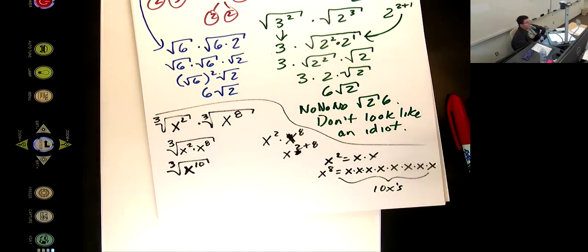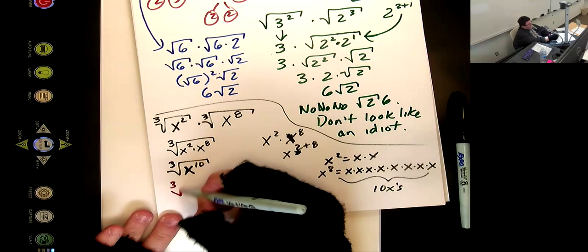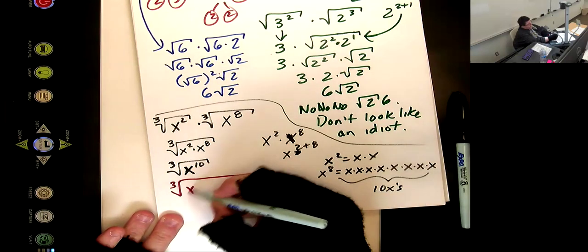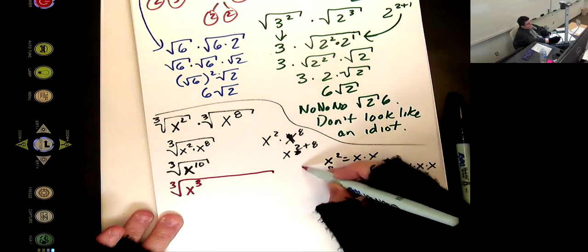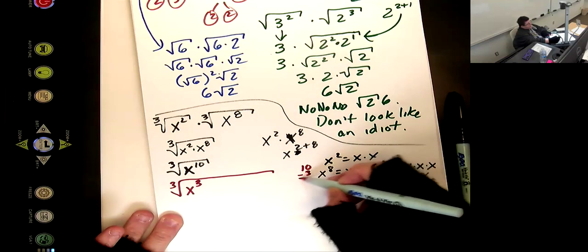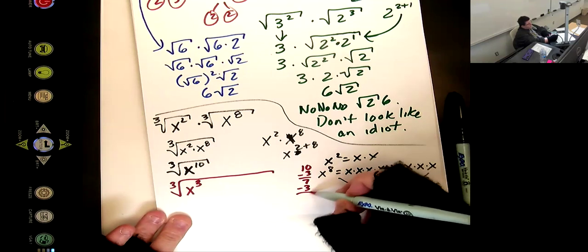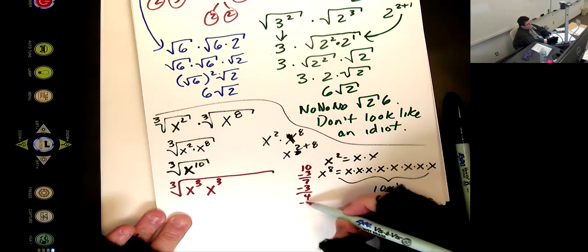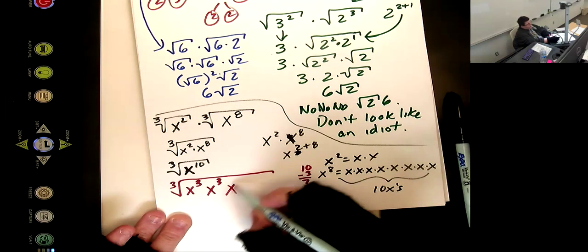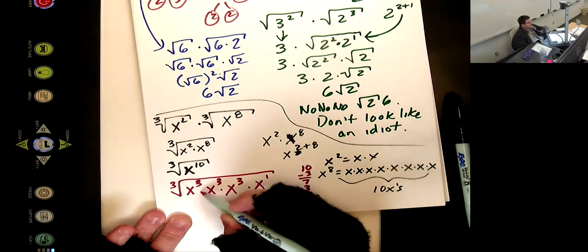The slow way, until you're comfortable going faster, is keep peeling off x's to the power of 3 until you can't go down anymore. So we start at 10. 10 minus 3 is 7. I can go down more. 7 minus 3 is 4. That gives me my second 3. 4 minus 3 is 1. That gives me a third 3. And I can't go down any further, so I've got an x to the first.